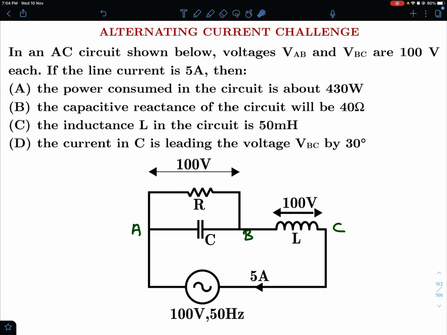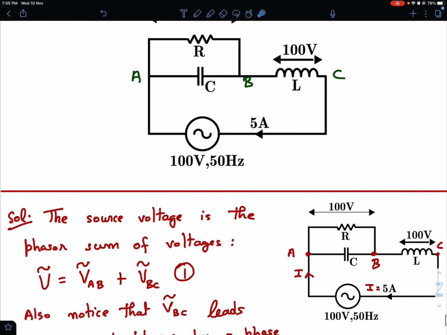Then we have to choose the correct alternative. What is that? The power consumed in the circuit is about 430 watt. The capacitive reactance of the circuit will be 40 ohm. The inductance L in the circuit is 50 millihenry, and the current in C is leading the voltage VBC by 30 degree. So we have to comment on these four options. If you want, you can pause the video and try out this question, and then you can have a look at my solution. I'll get into my analysis of the problem right away.